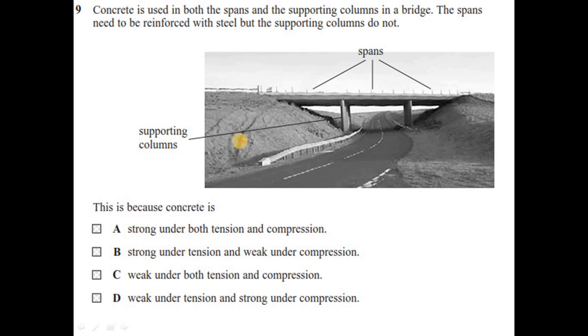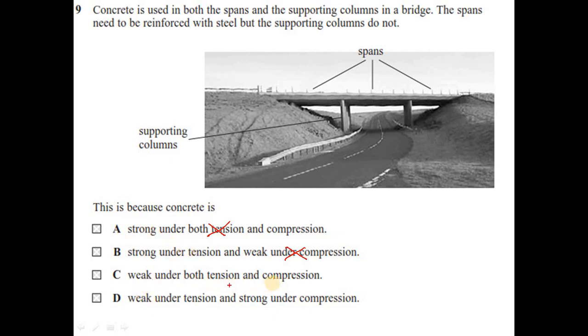The spans need to be reinforced with steel, but the supporting column does not. This is because concrete is strong under compression and weak under tension. Now of course, if it were weak under compression it would not be possible, and if it were strong under tension, that's why A and B are immediately gone.